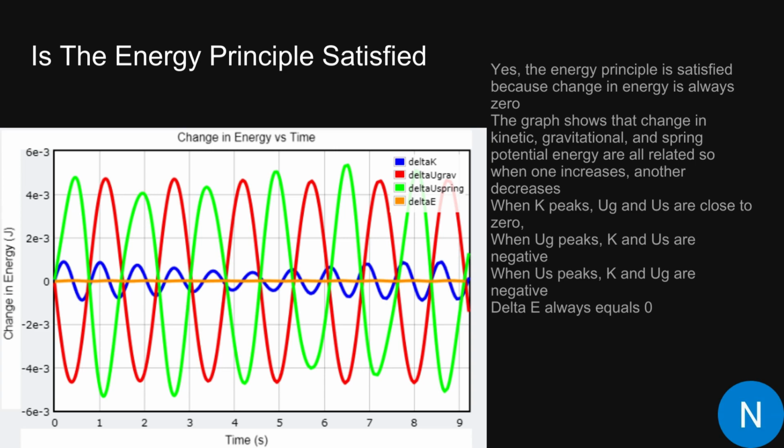The answer to this question is yes, the energy principle is satisfied because change in energy is always 0. The graph shows this by showing change in kinetic, gravitational, and spring potential energy are all related to each other. Like as one increases, another decreases. So when K peaks, gravitational and spring potential are close to 0. And then when gravitational peaks, kinetic and spring potential are negative. When spring potential peaks, K and gravitational potential are negative, and then delta E always equals 0.